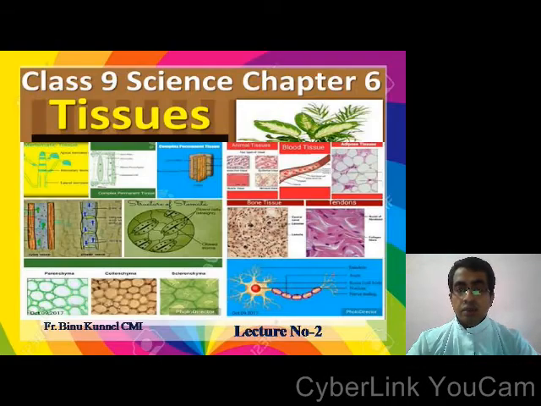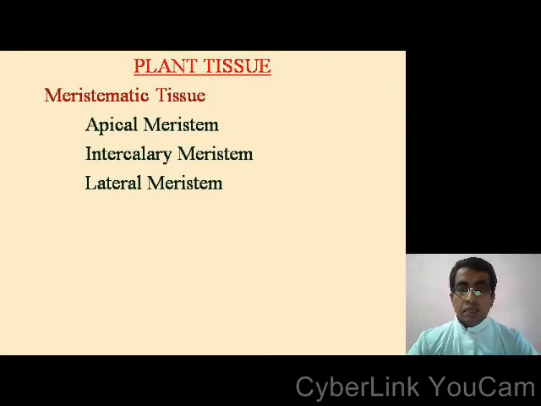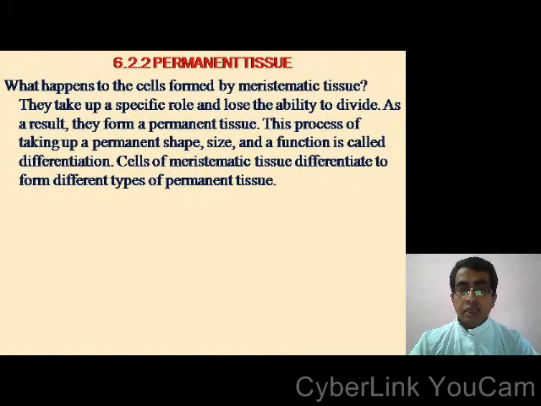Today we continue our discussion on chapter 6, tissues. In the last class, you learnt about plant tissues: meristematic tissue, the apical meristem, intercalary meristem, and lateral meristem. In today's class, you will learn about the permanent tissues, the simple permanent tissue.